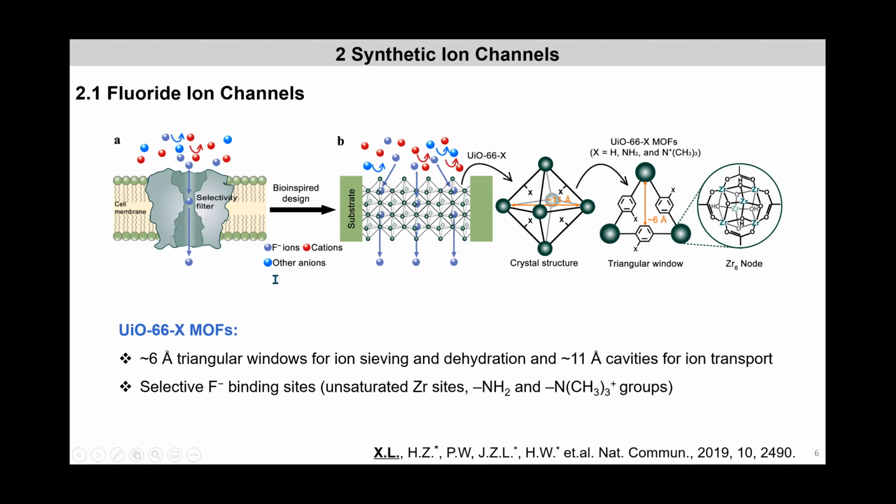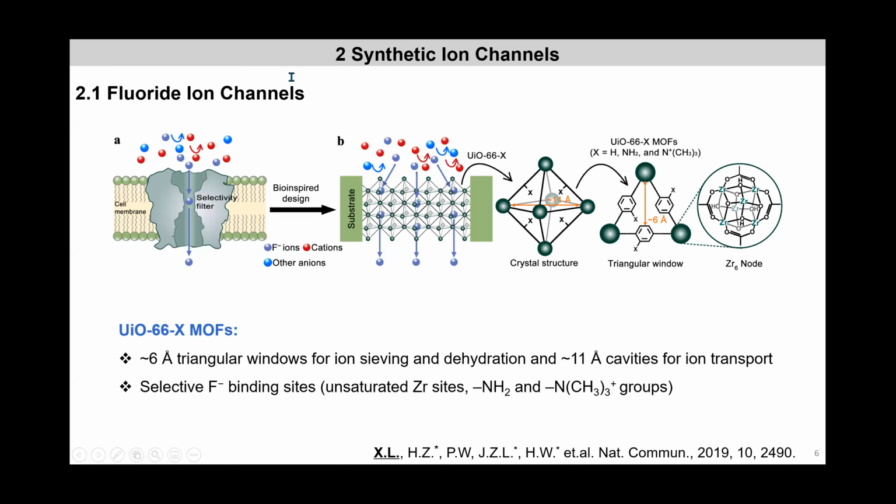Inspired by the biological fluoride ion channel, the artificial fluoride ion channel is prepared by using the MOF UiO66, which is grown into the PET nanochannel. The UiO66 MOFs have 6 angstrom triangular windows for ion sieving and dehydration, and the 11 angstrom cavities can be used for ion transport. In addition, there are selective fluoride binding sites, such as the zirconium sites and amino and coordinated amino groups.